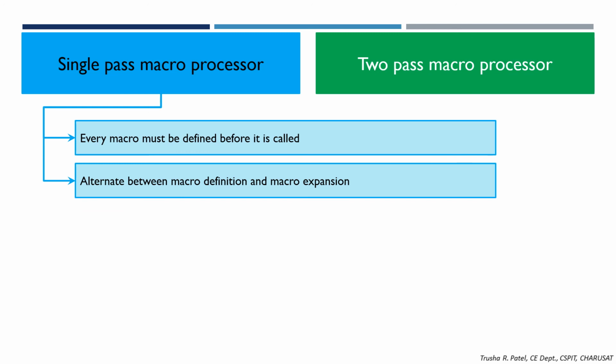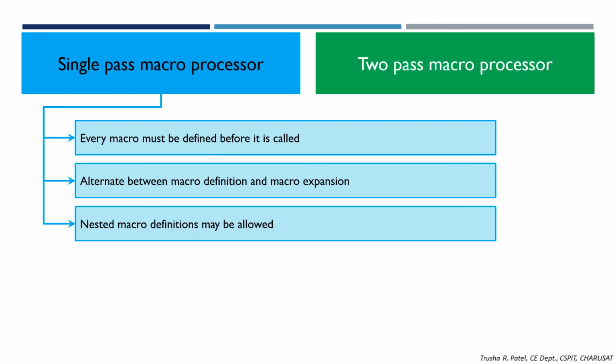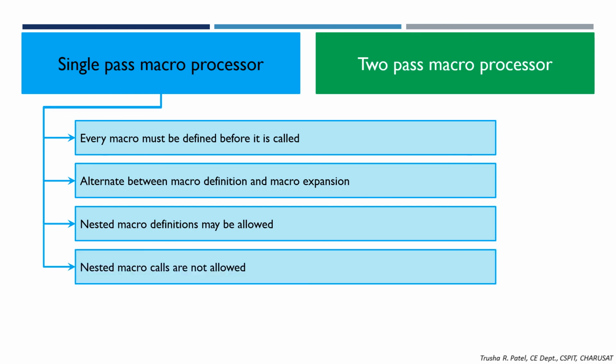It may happen that the first macro definition occurs, after that you have a macro expansion, then again you have one macro definition, and again you have one macro expansion. So one by one, whatever is coming, macro definition and macro expansion, both will be taken care of. The next is that nested macro definitions are allowed in the single pass, but nested macro calls are not allowed.